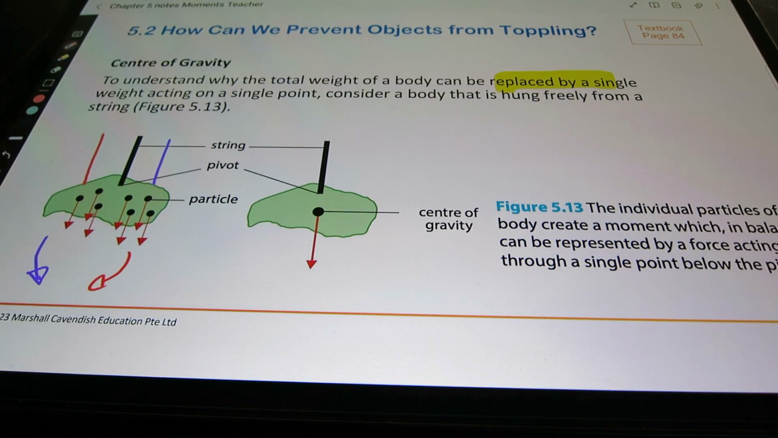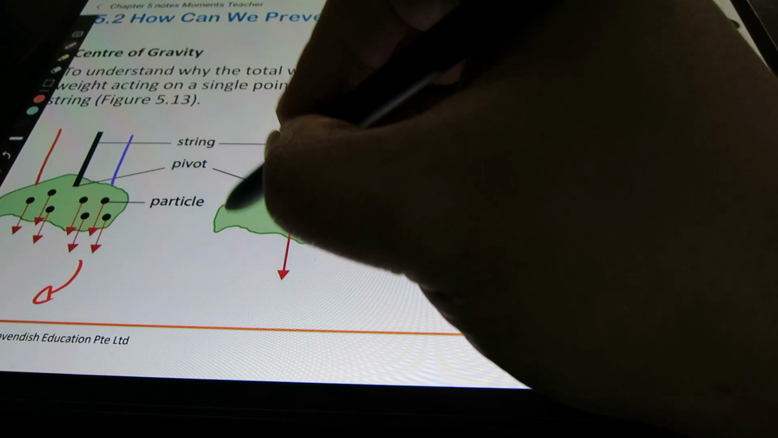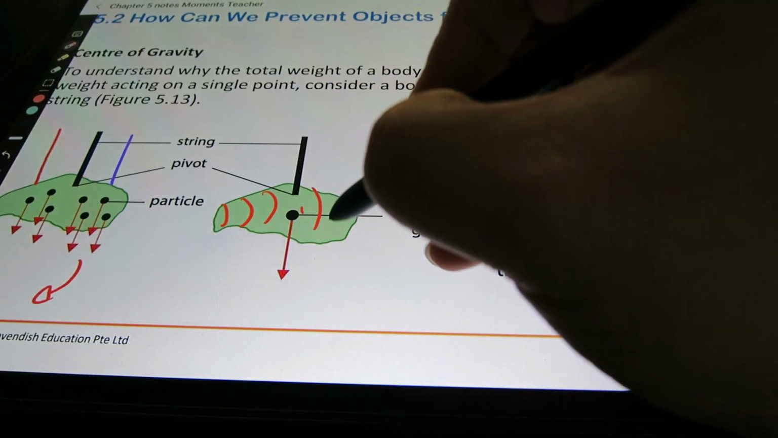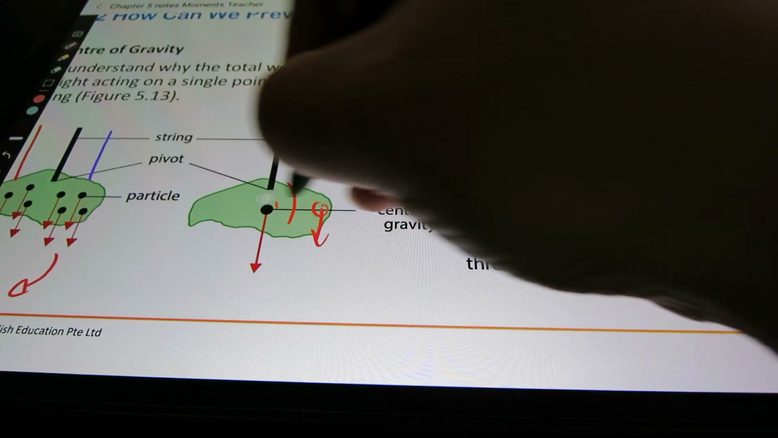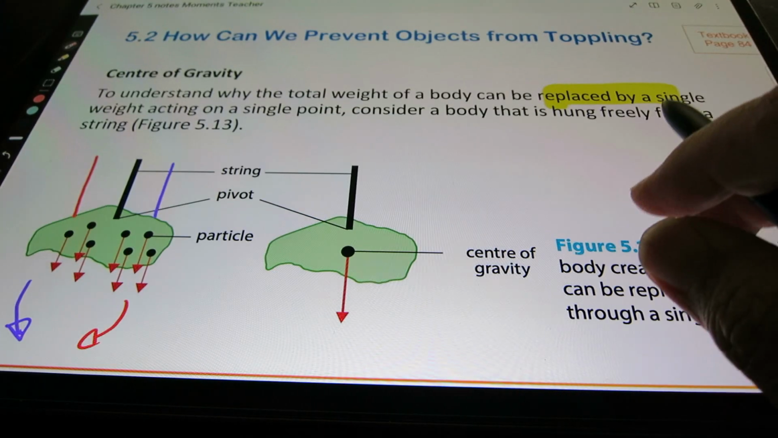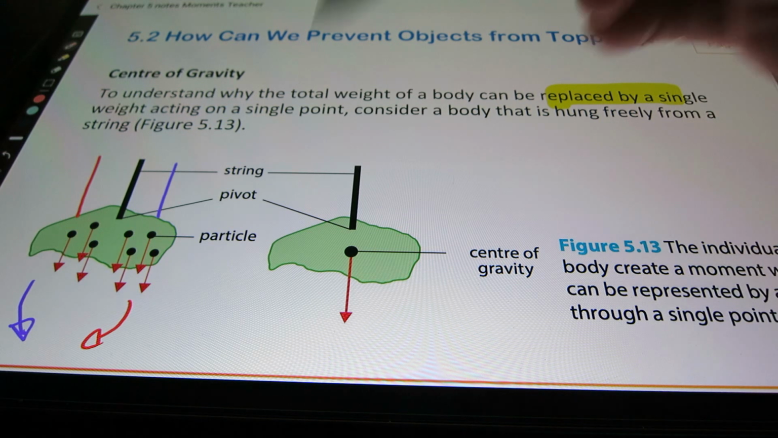An object is made up of all its small little parts, right? Each of them has its small little weight acting in a downward direction because of the force of gravity. What we're saying is that the center of gravity is a singular point on any object, depending on its shape, and we can say that the weight of the whole object seems to act from that point.